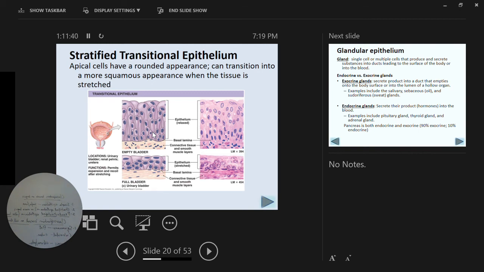That is transitional epithelium. Then it's obviously stratified. Can we continue? All right. And don't forget, it is the apical cells also that determine that, right? The apical cell will have a rounded appearance before, but then they can transition into a squamous appearance when the tissue is stretched.